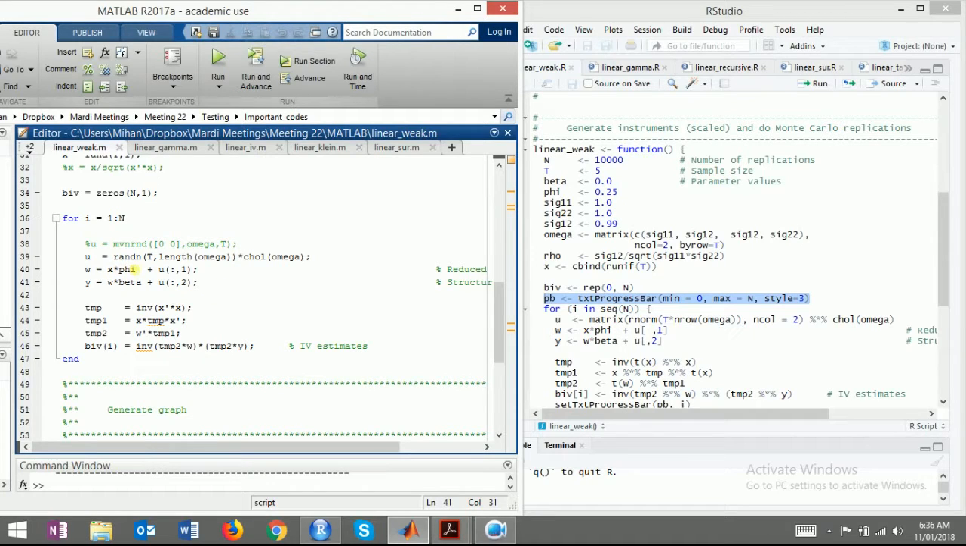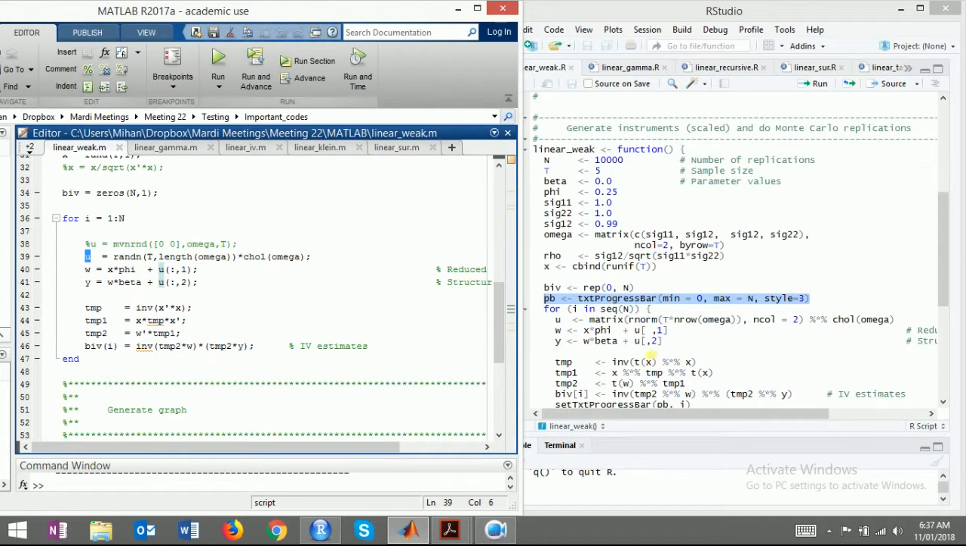U equals a random number of T rows and length of omega columns. Length of omega means the total number of parameters. For every equation we need a residual, right? So the random numbers generated are multiplied by the Cholesky decomposition of omega, just like before.